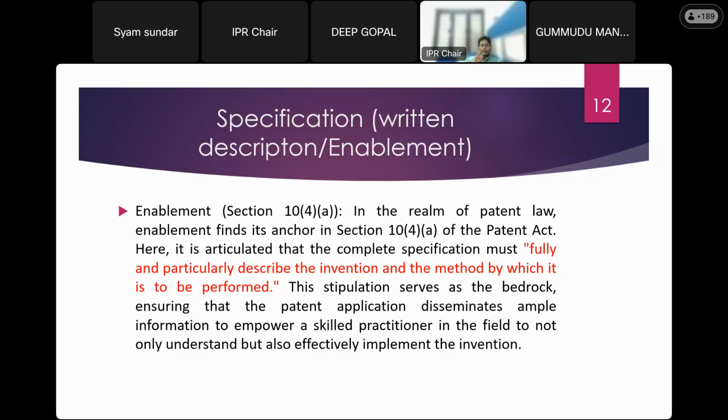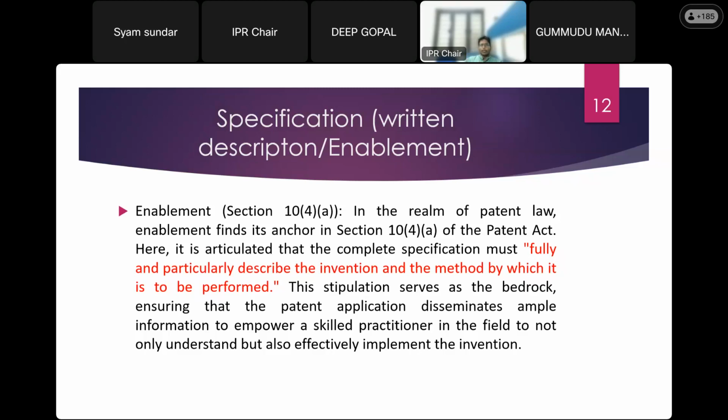So apart from these 4 criteria, the 5th criterion is specification. If you satisfy these 4 criteria, you have to write a specification in such a way that it should be understandable and able to reproduce without any undue experimentation. So that is the enablement requirement. And written description is that it has to fully and particularly describe the invention, how you need to reproduce the invention.